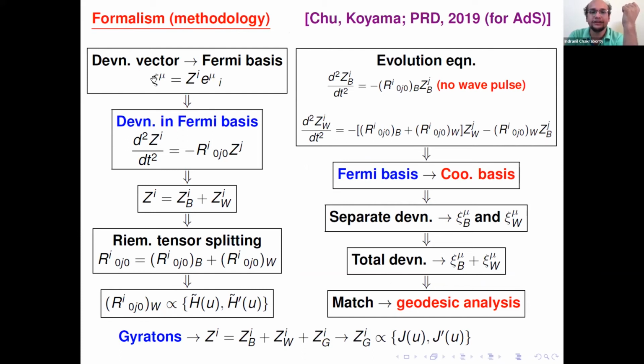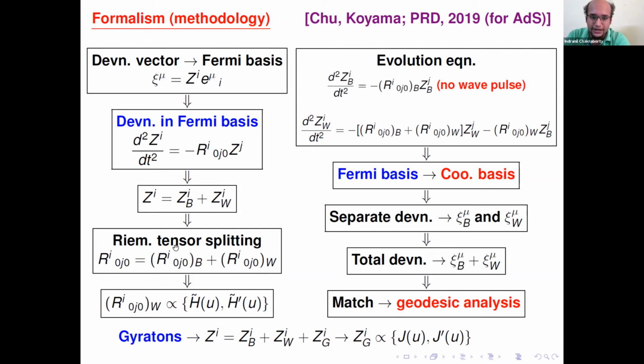Okay, so what is the general methodology? The deviation vector in coordinate basis is given by psi. You can take it to the Fermi basis, Zi, via this relation. The deviation in the Fermi basis can then be written down as this, which is nothing but the Jacobi equation. So now you decompose this Zi into Zib and Ziw, right?